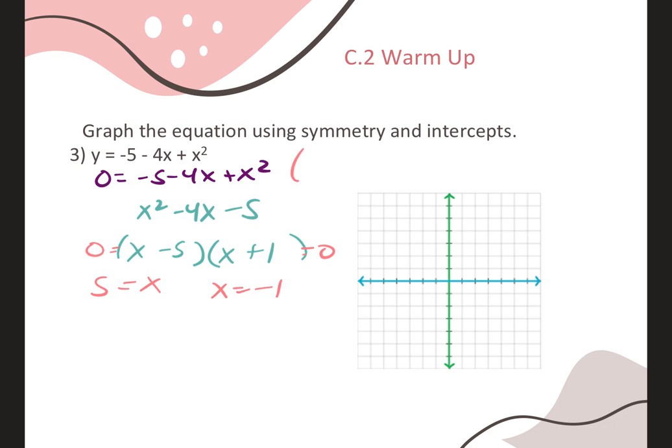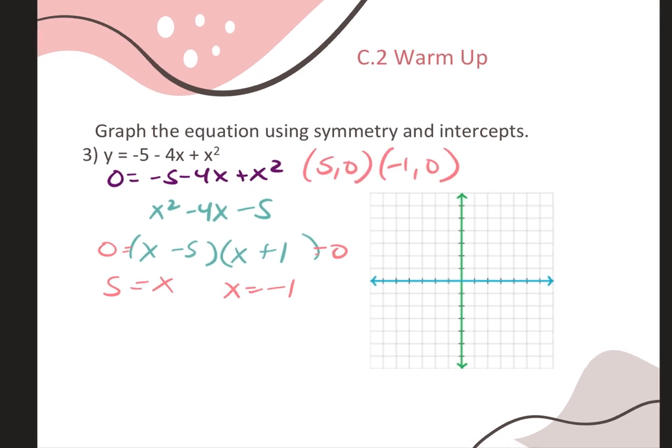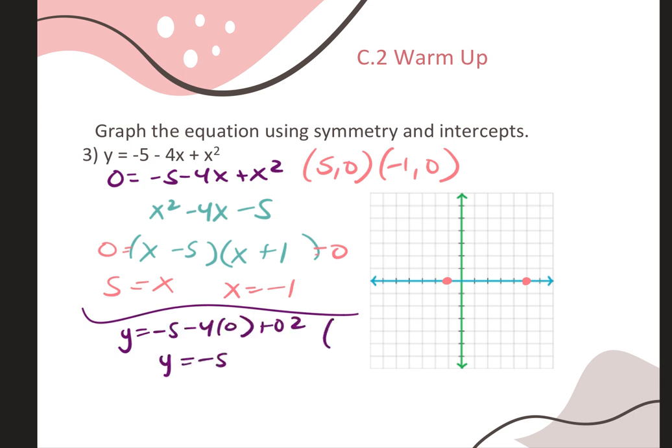That means there's 2 x-intercepts, negative 1 and positive 5. Then I want to find my y-intercept, so I just plug in 0 in place of the x, and I get y equals negative 5. So my y-intercept is 0, negative 5.